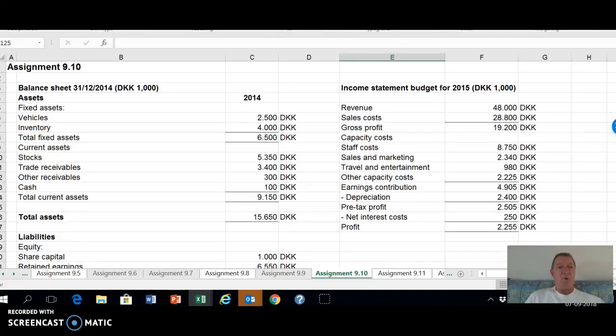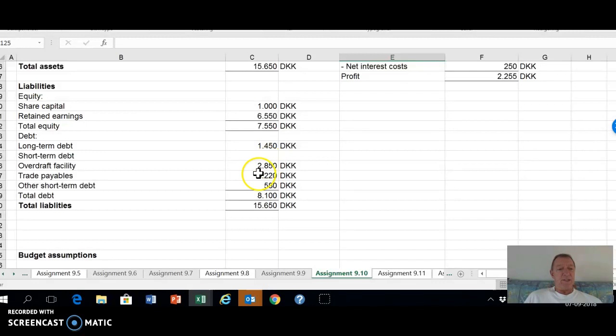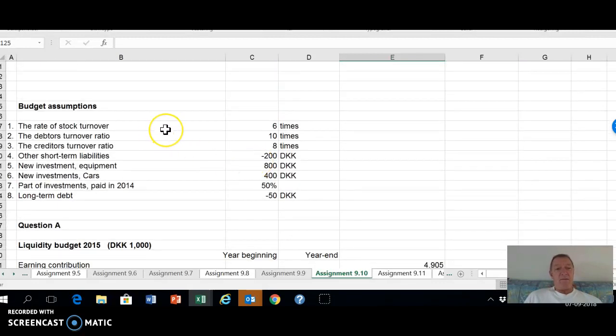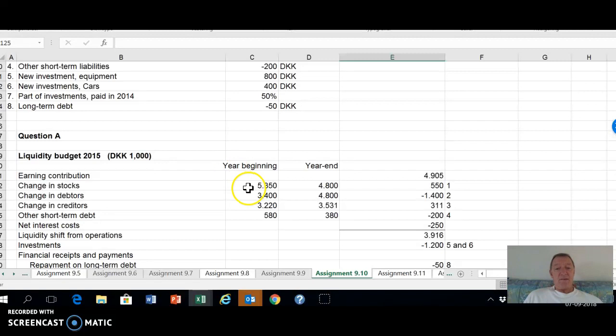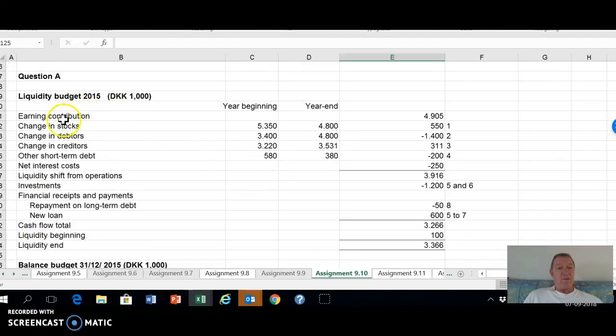In assignment 9.10, we have the balance sheet from end of 2014 here, and we have the income statement budget for 2015. And we have some assumptions here, the different turnover ratios, and some changes in short-term liabilities and so on. So first question is to make the liquidity budget, and we start here with what they call earnings contribution.